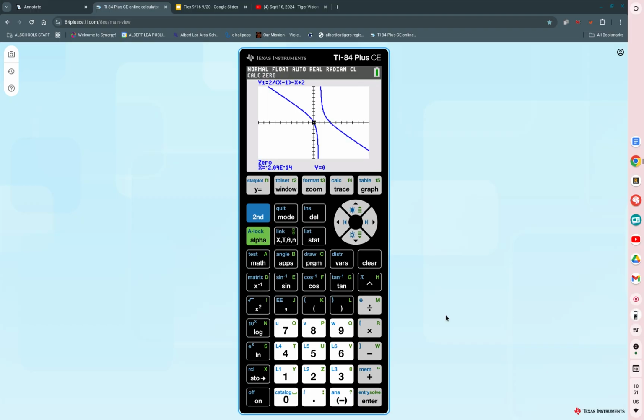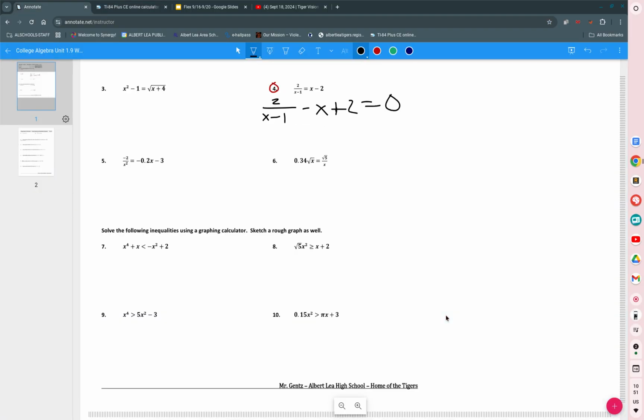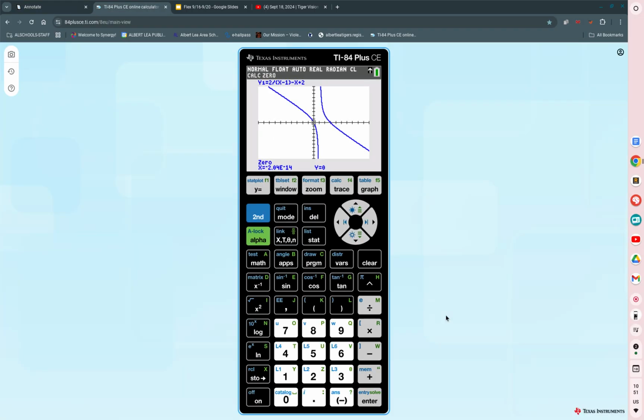So in our result here, we're going to go ahead and say x equals 0 is one of the answers. We want to find the other answer. And in order to do that, we again go second, calculate, and we want to find the zero. For my x, I got -4.